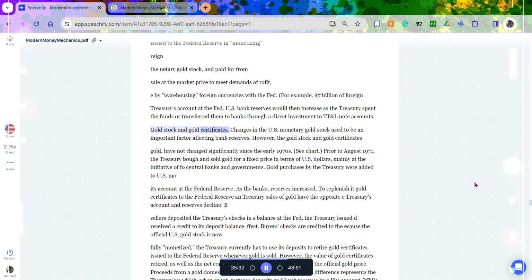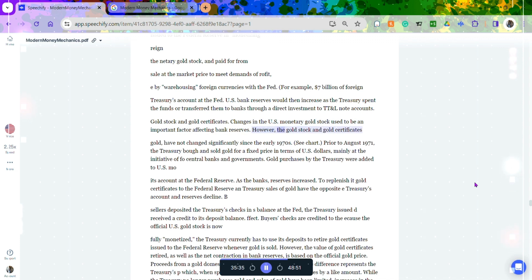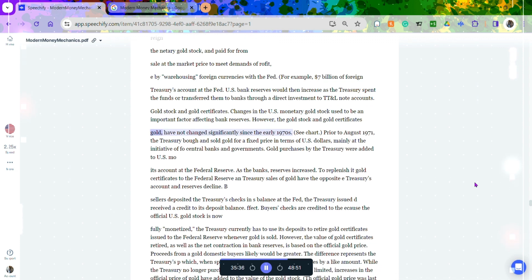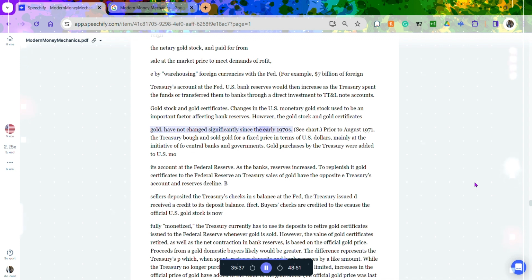Gold stock and gold certificates. Changes in the U.S. monetary gold stock used to be an important factor affecting bank reserves. However, the gold stock and gold certificates have not changed significantly since the early 1970s. See chart. Prior to August 1971, the Treasury bought and sold gold for a fixed price in terms of U.S.